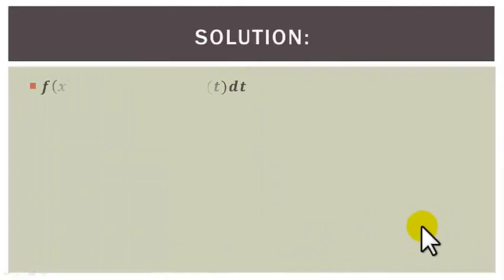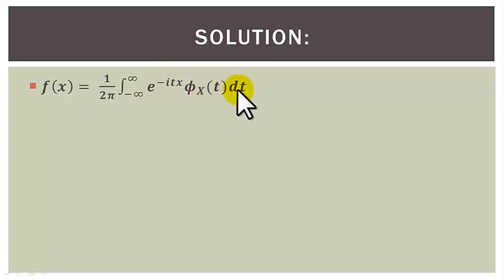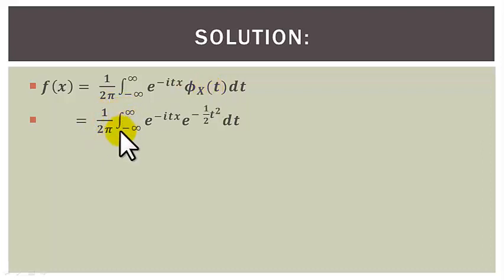Solution. Recall that for a continuous random variable, the density function is equal to 1 over 2 pi, integral from minus infinity to infinity, exponent minus itx times the characteristic function, and the integral is with respect to t. Now let us put in our characteristic function, and this will give us 1 over 2 pi, integral from minus infinity to infinity, exponent minus itx times the characteristic function with respect to t.